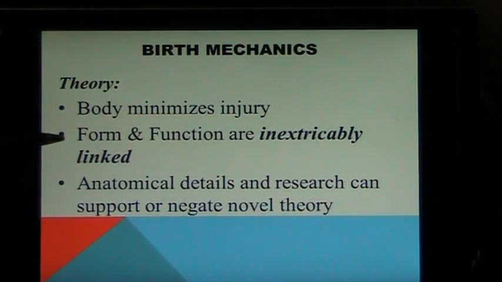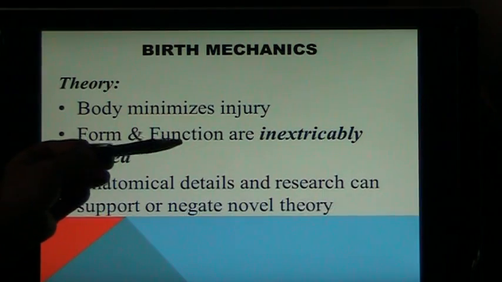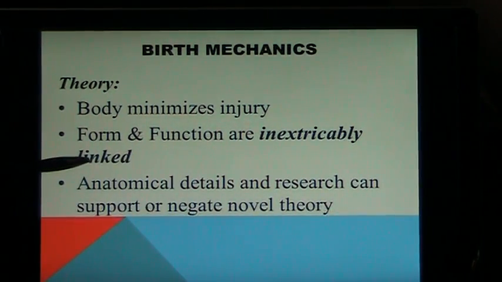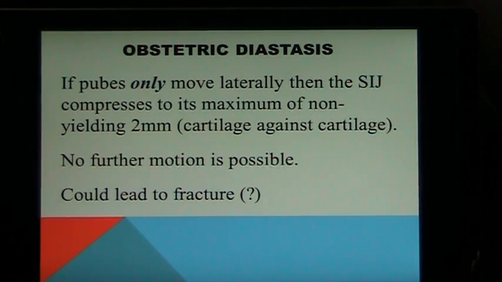Second one, which I believe everyone accepts, is that form, the body structure, the way it's developed, the morphology, and function, the way it moves, the way it functions, are inextricably linked. They cannot be separated. Okay? Anatomical details and research can support or negate novel theory, so the things I propose here can be validated or invalidated, or may be given the stamp of sometimes.